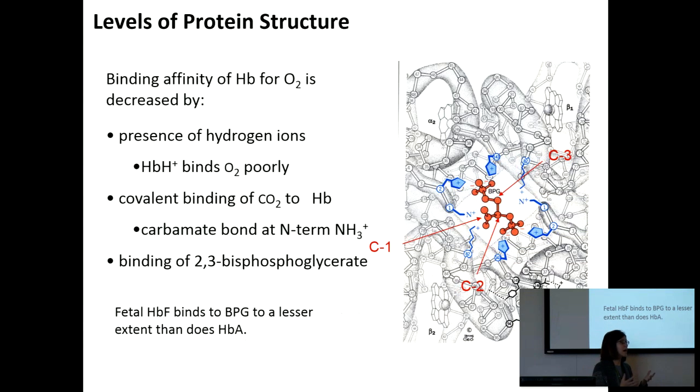The BPG will not affect the binding of oxygen to the baby hemoglobin. So that's how oxygen gets from mom to baby. Because if they had both the same affinity for oxygen, there'd be no reason for it to go from the mom to the baby, right?